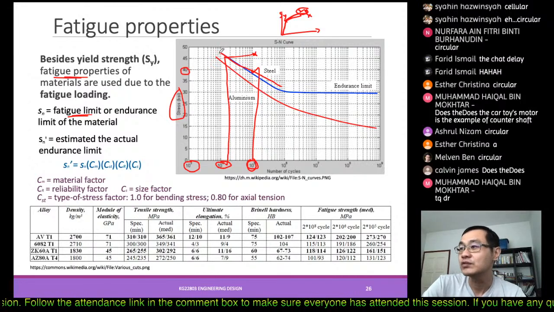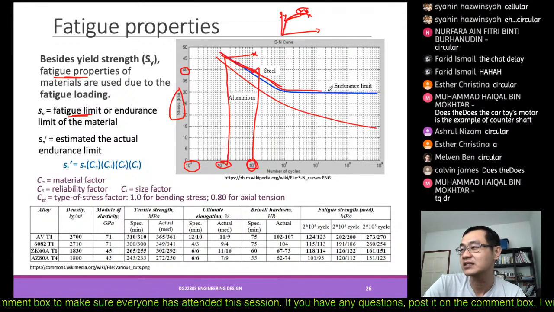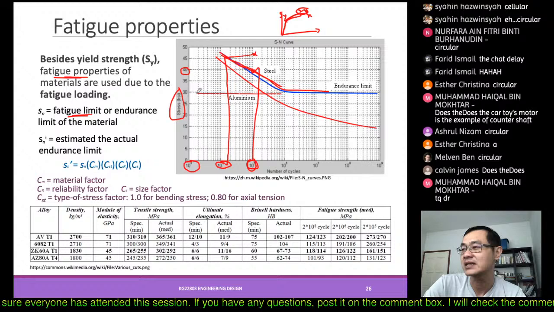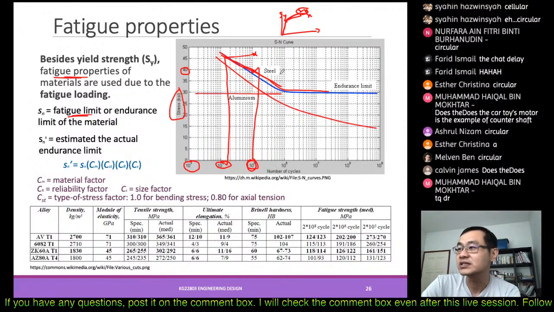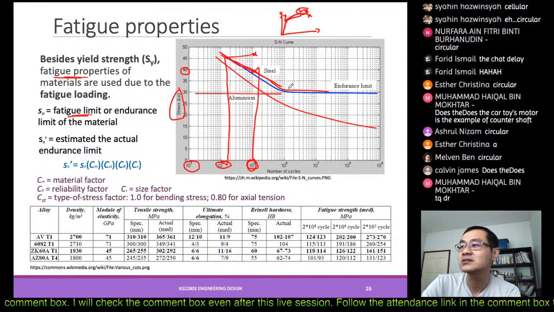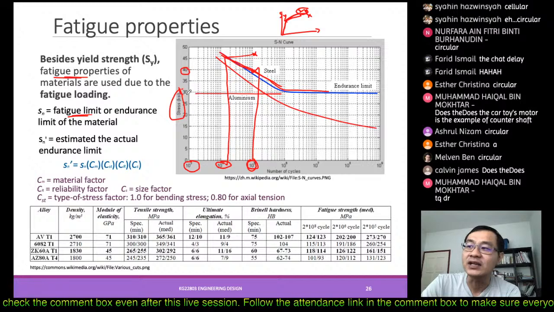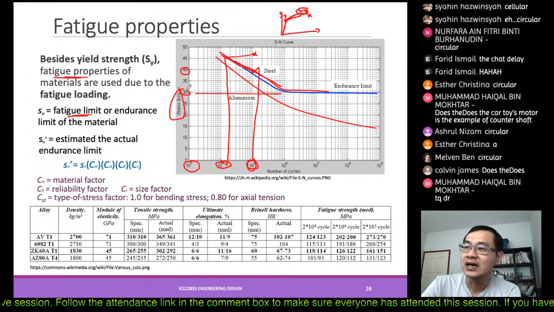So we see that as the cycles increase, there is a limit. We call this the endurance limit or the fatigue limit. We see that the steel, no matter how many times you increase the cycles, can only sustain up to 30 KSI.